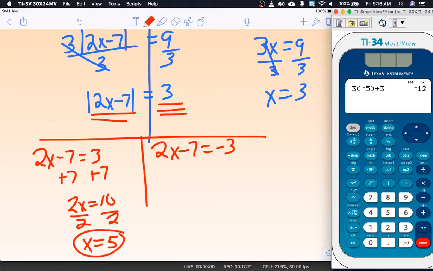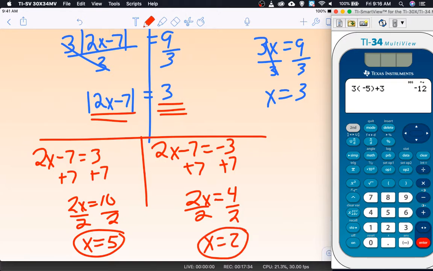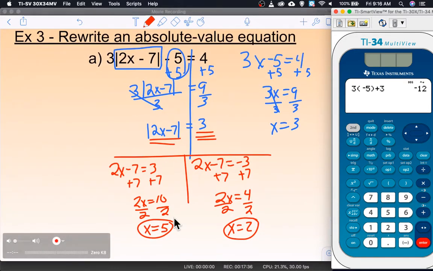On the right-hand side, same steps. Add 7 to both sides. 2x equals 4. Divide by 2, and x equals 2. So these are the numbers. The only solutions, if we plug them in for x right here, would make this whole left side equal 4. And I'm not going to show both. I'm going to show one of them.